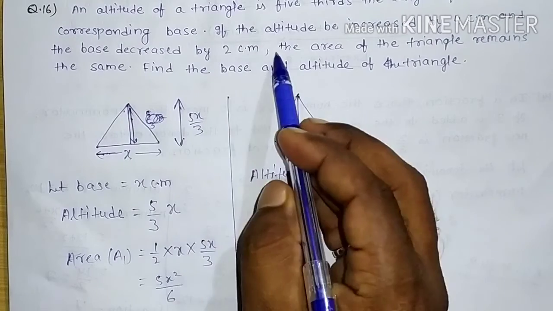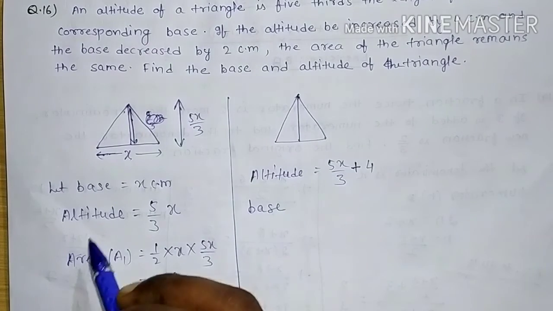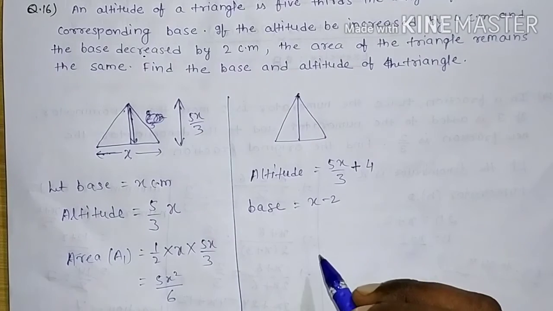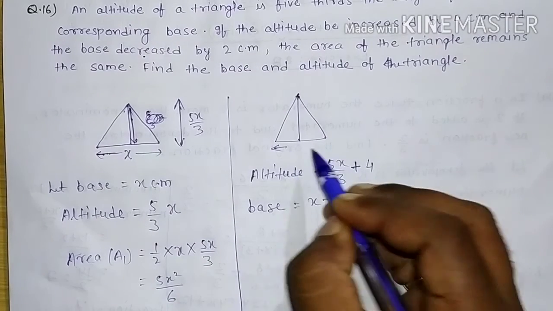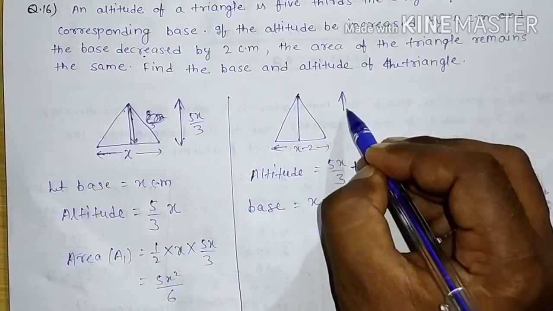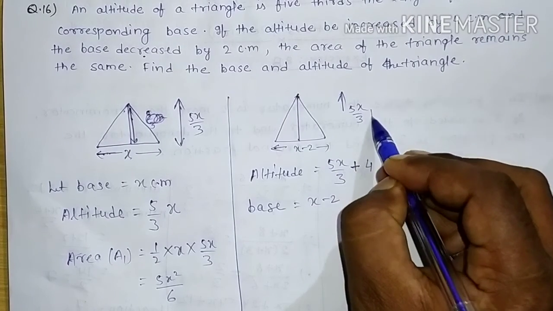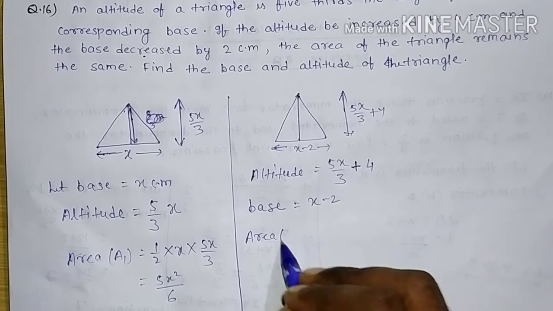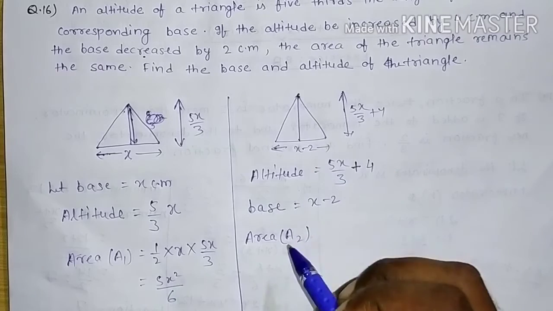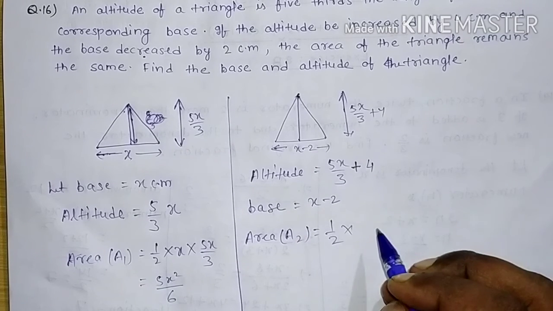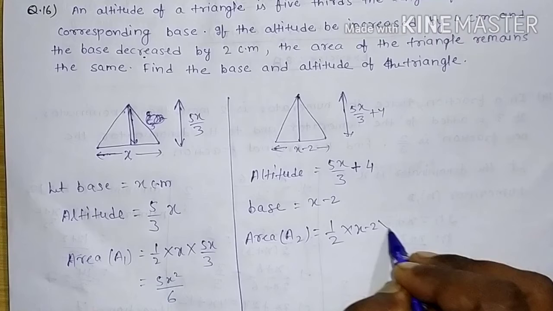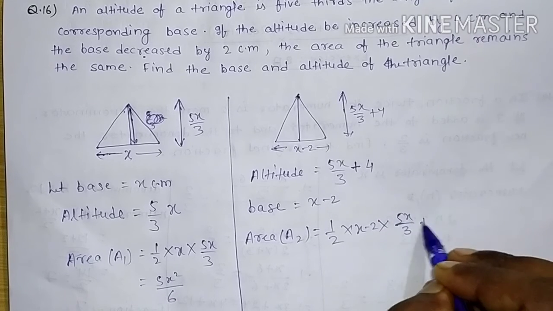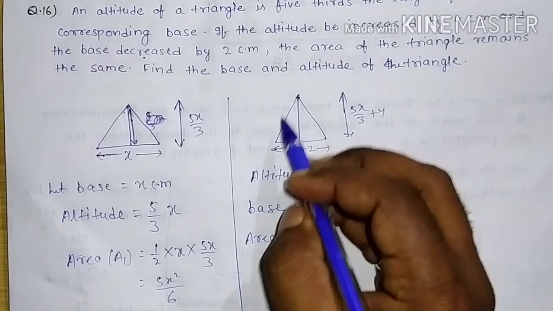And the base is decreased by 2 centimeters. So the base is x centimeter and it is decreased by 2 centimeters, that means x minus 2. Now the base here is x minus 2 and the altitude is 5x by 3 plus 4. Now the area, let's suppose the area of this triangle is A2. This equals half into base into height. So half, base is x minus 2 and height is 5x by 3 plus 4. So this is the area of the second triangle, the new triangle.